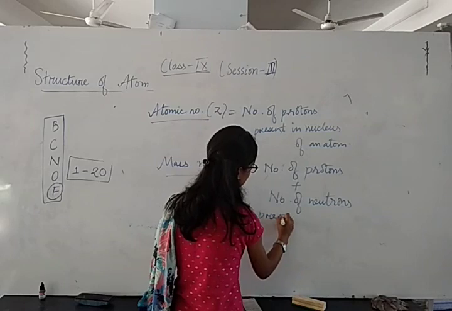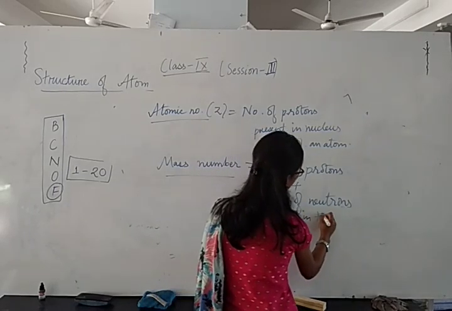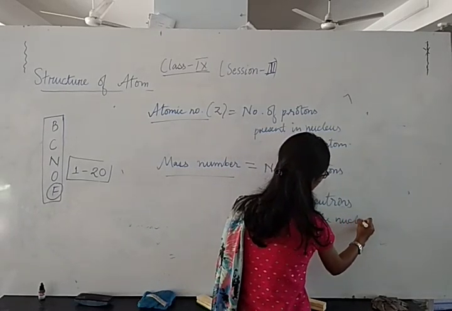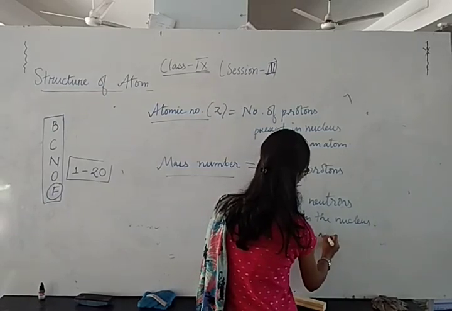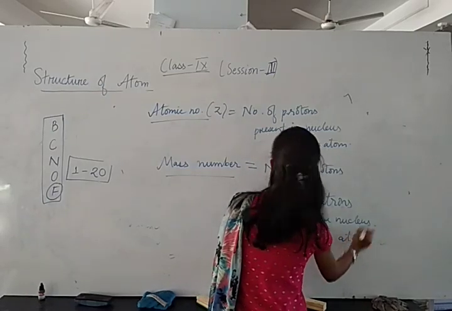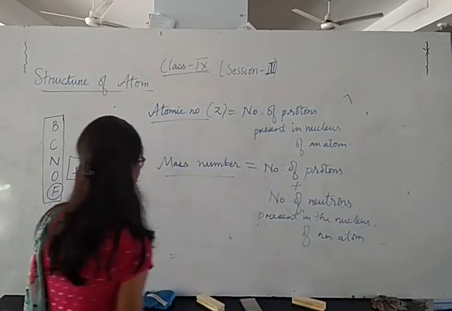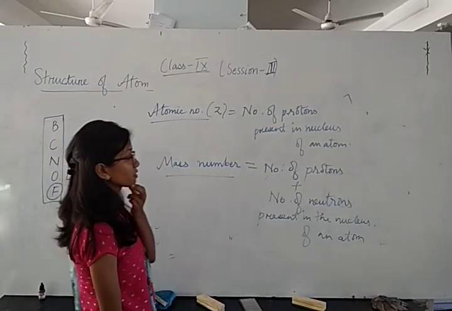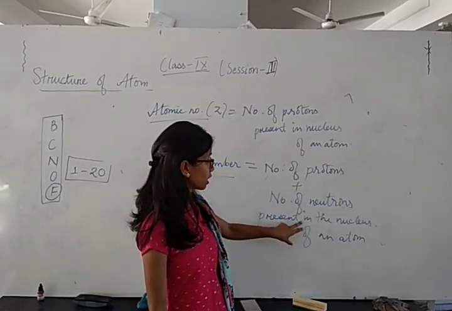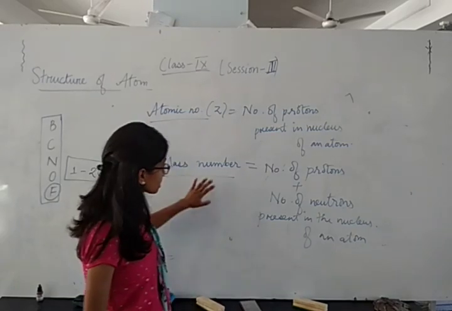Where will it be present? It will be present in the nucleus of an atom. Mass number is equal to the number of protons plus the number of neutrons present in the nucleus of an atom. This is known as the mass number.